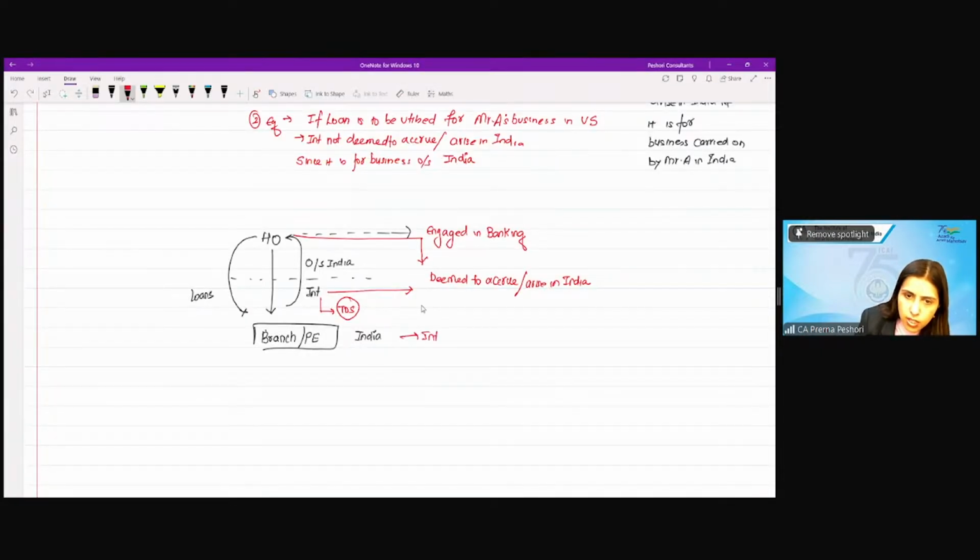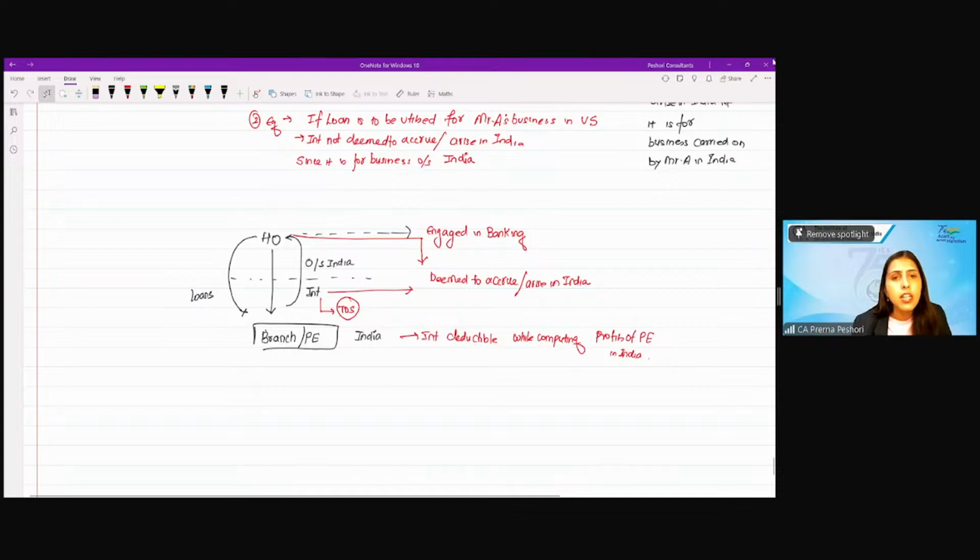So interest deductible while computing profits of the PE in India. Are we clear about this concept?